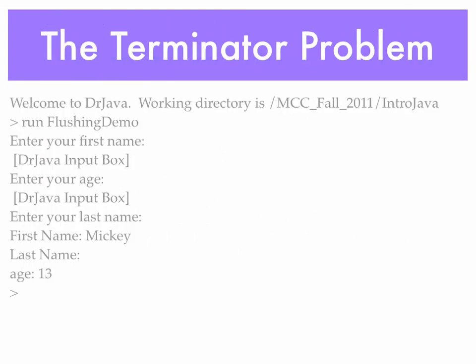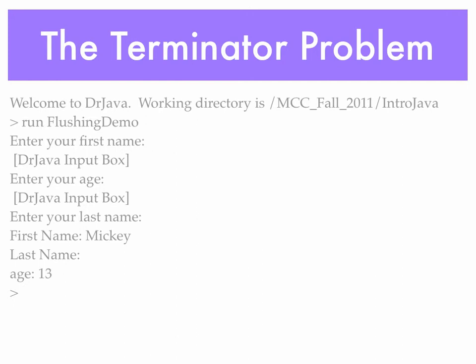Now, this is the output from the execution of that program. It asked someone to enter their first name, and I entered Mickey. I entered an age, and I entered 13. I entered the last name, and I entered Mouse. What was printed out was this. The first name was Mickey, that's fine. The last name was blank, and the age was 13. What happened was, as I mixed the types of a line and then an int, I run into the terminator problem.